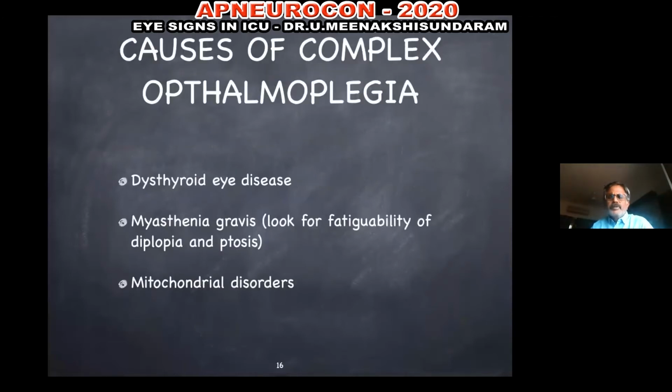Look at the pupils, look for ptosis. A simple clue: if there is a complex ophthalmoplegia, these are the common disorders: dysthyroid eye disease, myasthenia gravis, and mitochondrial disorders. Three settings in which you would encounter complex ophthalmoplegia.